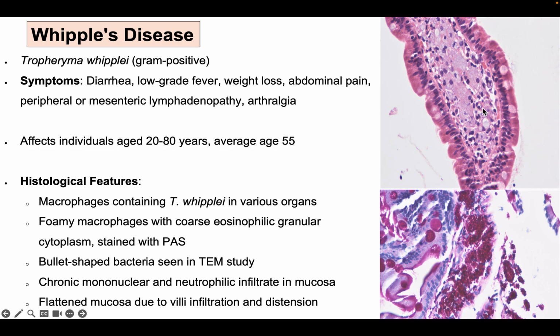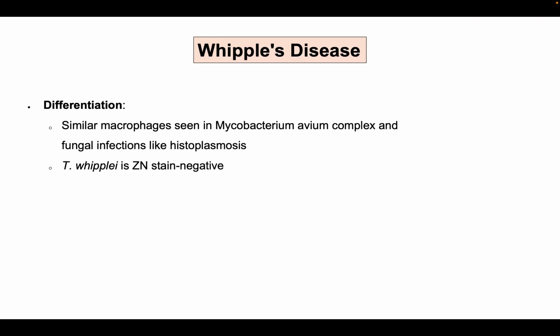On histopathology you can see macrophages containing T. whipplei in various organs, foamy macrophages with coarse eosinophilic granular cytoplasm stained with PAS, the periodic acid-Schiff stain. Bullet-shaped bacilli are seen on electron microscopy, with chronic mononuclear and neutrophilic infiltrate in the mucosa. You can also see the flattened mucosa due to villi infiltration and distension.